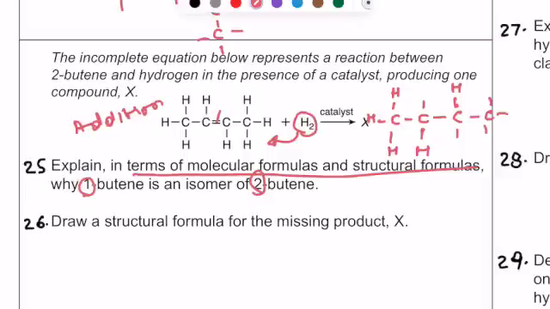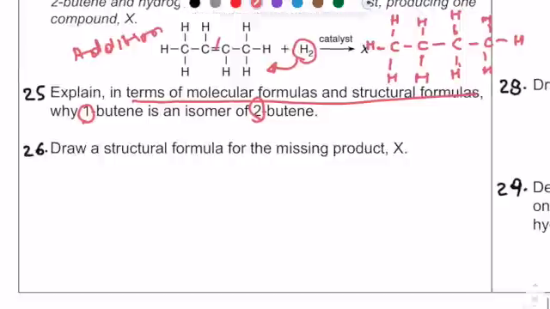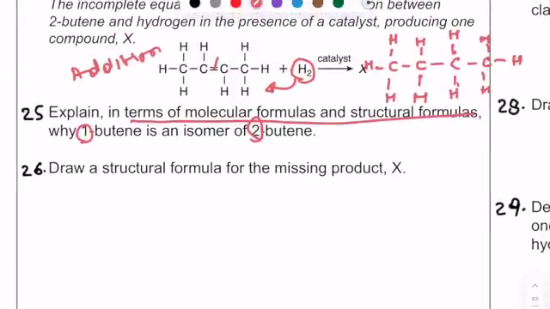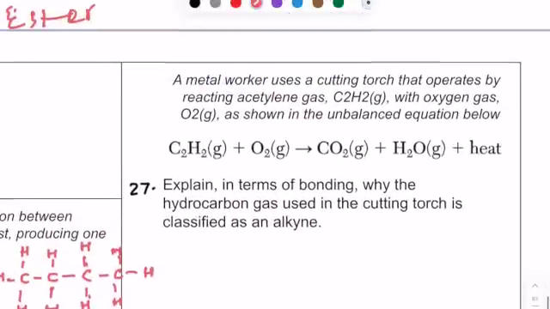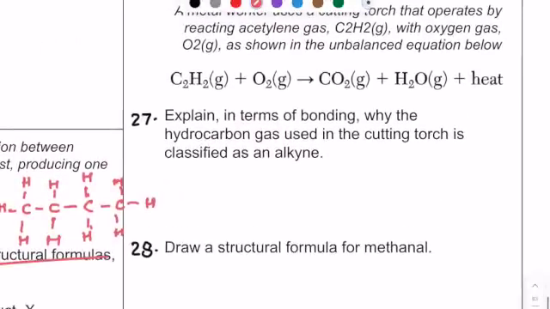Try your best to include the hydrogens, especially if you have time, which I'm sure you will have a lot of on the Regents exam, just so no one has any reason to take any points off. Alright, draw a structural formula for the missing product X. We just did that.